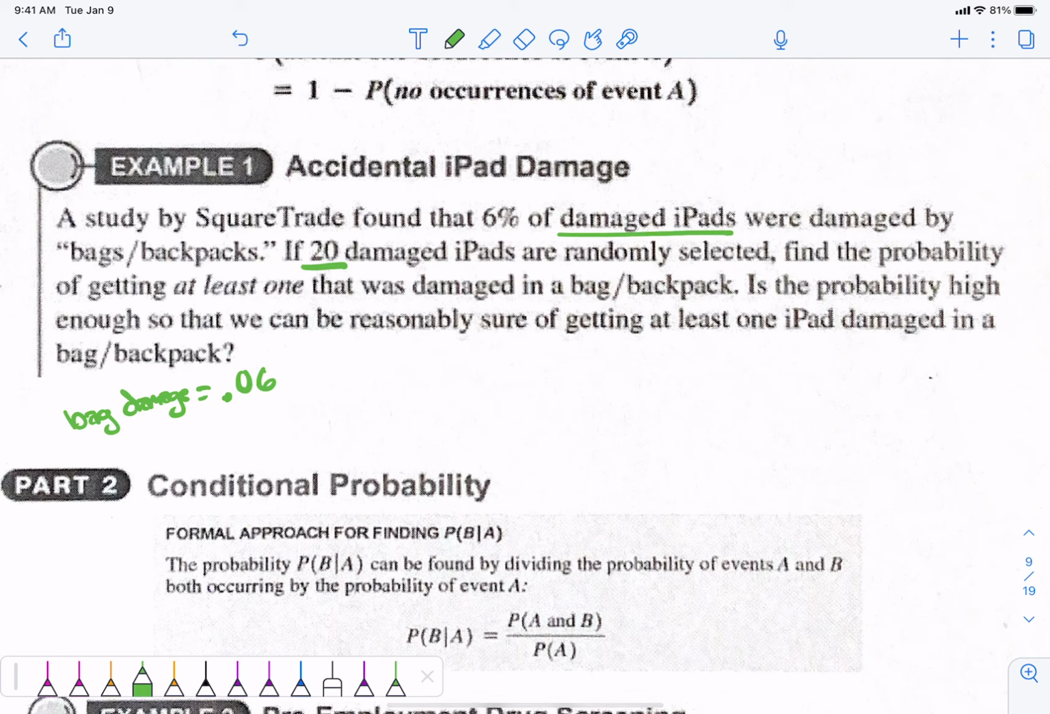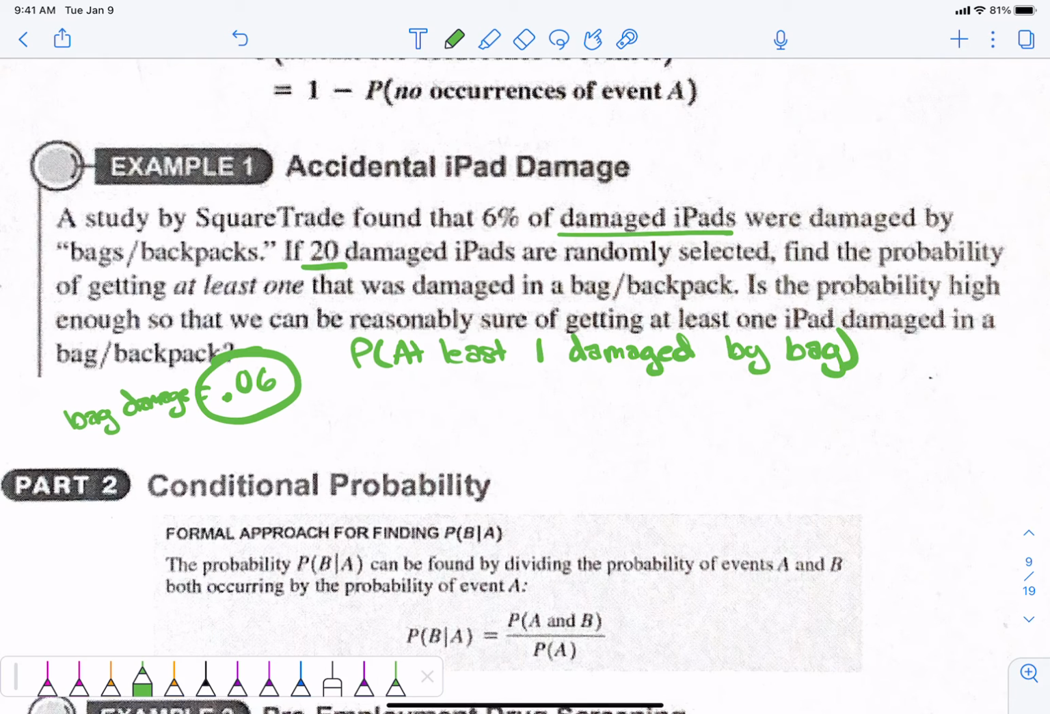If 20 damaged iPads are looked at, we want to find the probability that at least one of them is damaged this way. So probability, at least one damaged by bag. Okay, this is really confusing, so you really got to pay attention. At least one of them is damaged by a bag.